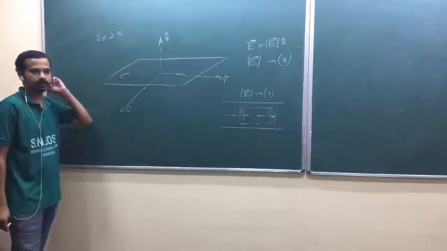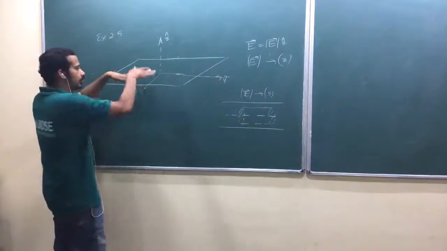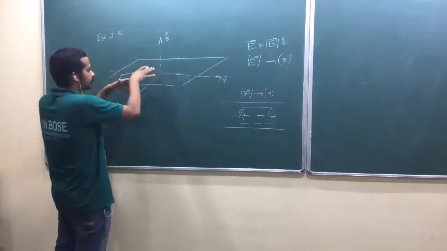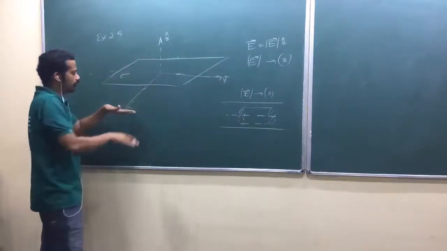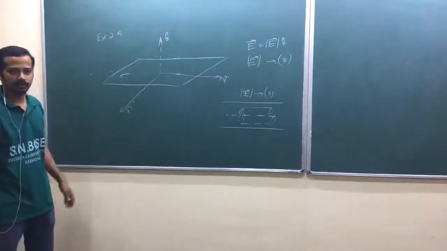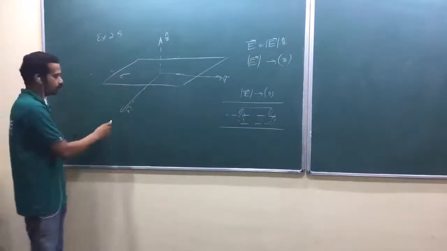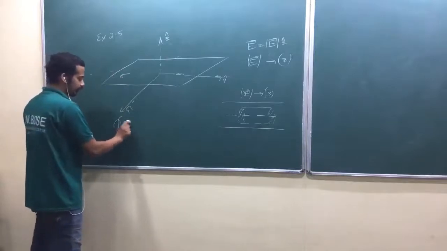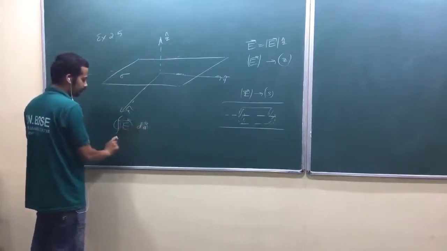Here also the same situation comes. Am I right? Now look at here. You can create a plane. So you can create a surface parallel to XY plane, but you can't close that one, isn't it? Our Gauss law is for closed surface integral, E bar dot dA bar, closed surface integral.